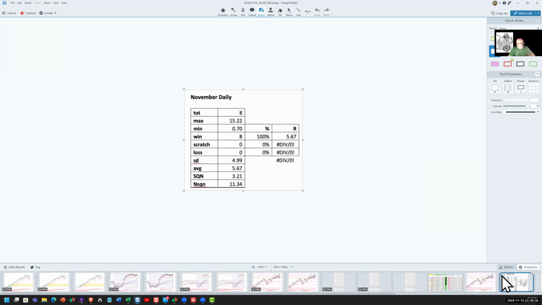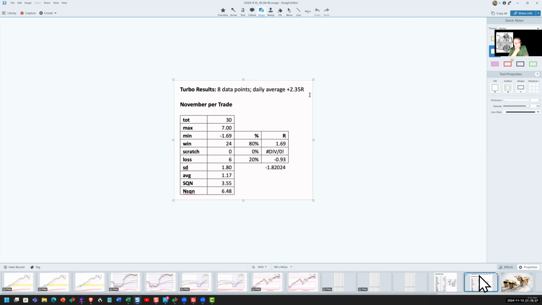This first one is a result of an intraday trading system. It's from one of the coaching clients that just started in cohort four. It's got 30 total trades. The best trade is plus 7R. The worst trade is minus 1.69. It's got 24 wins and 6 losses. That's an 80% win rate.